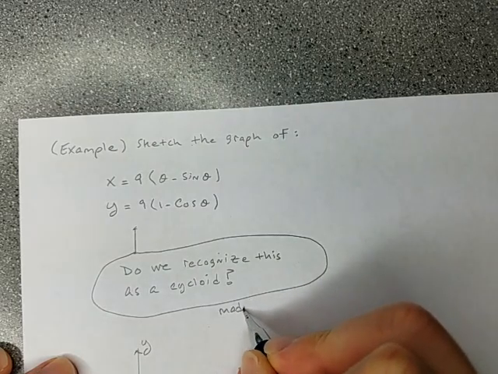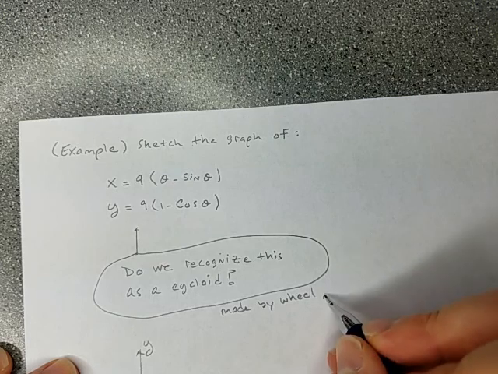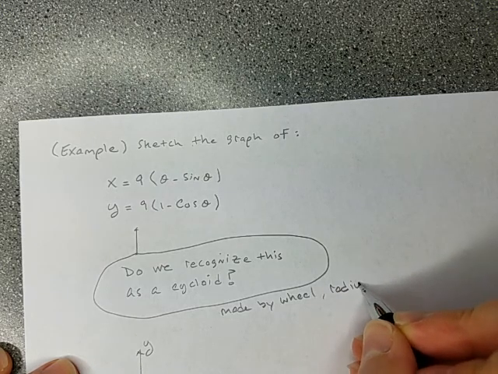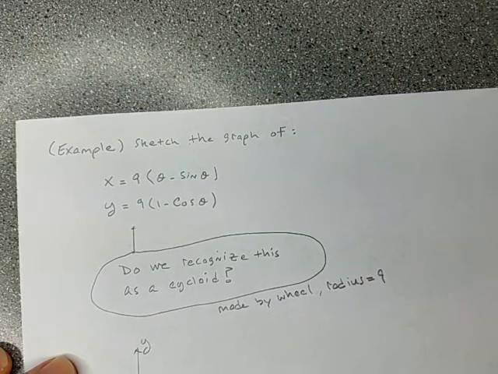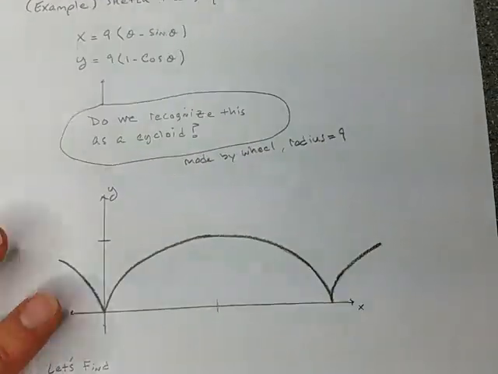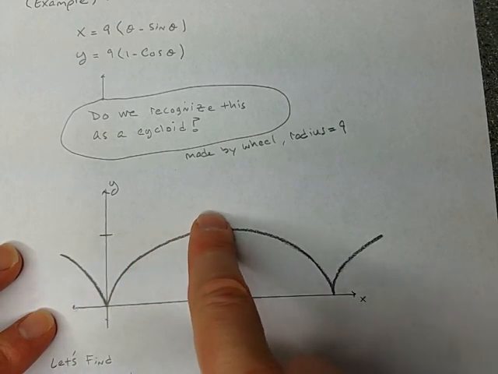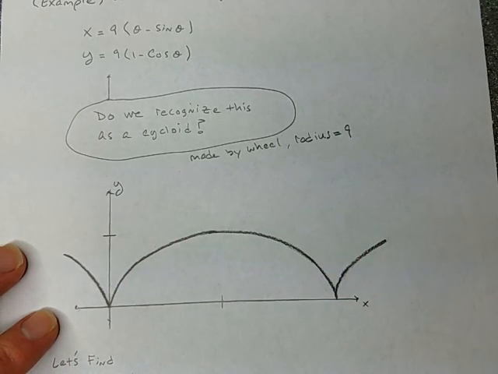Made by a wheel that has a radius of 9, okay? So if a wheel of radius 9 was rolling and we were tracking the movement of a fixed point on the wheel, it would move through space like that, okay?